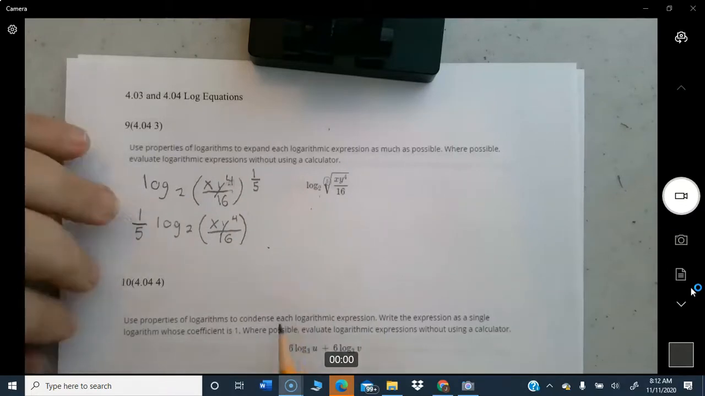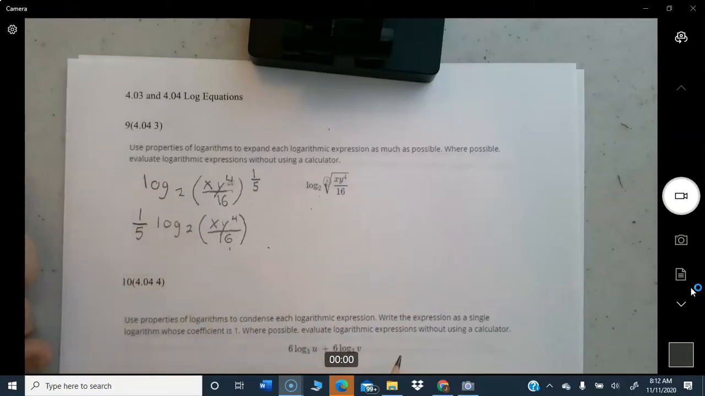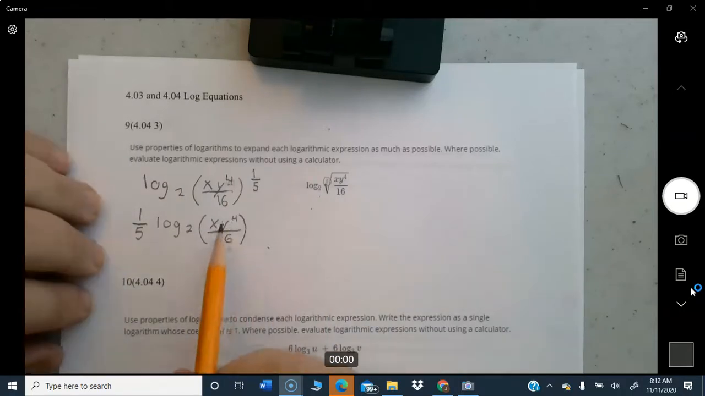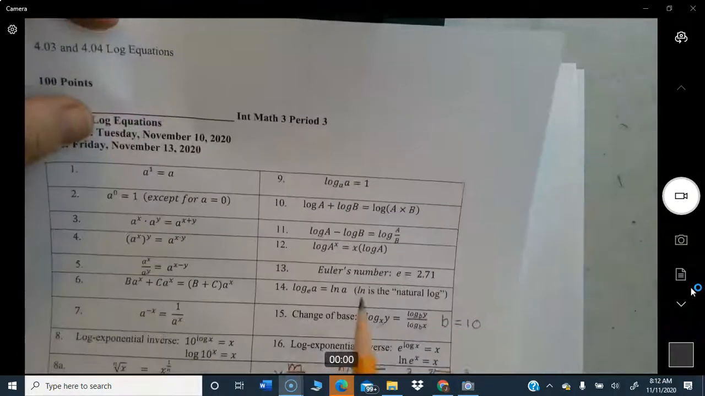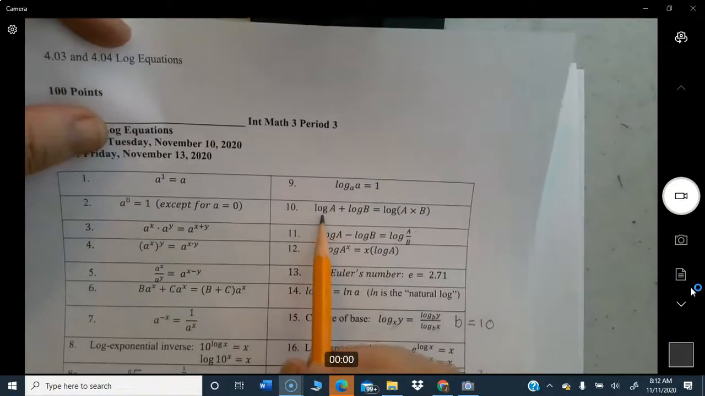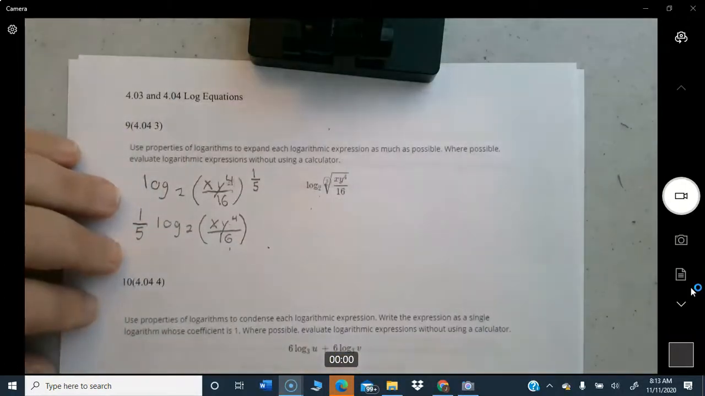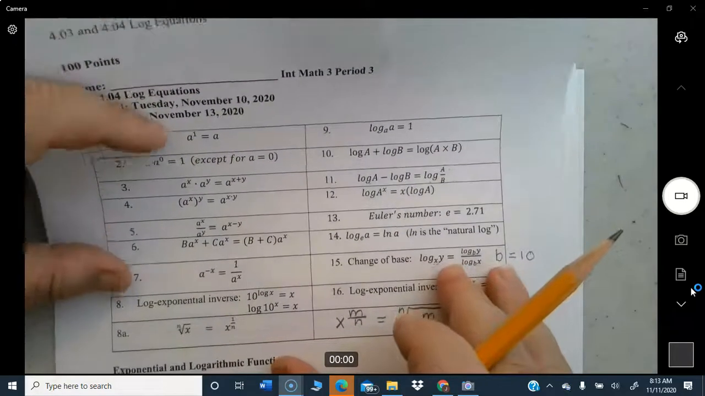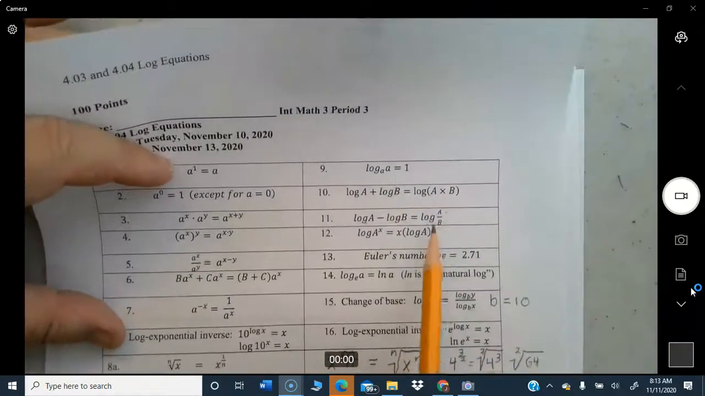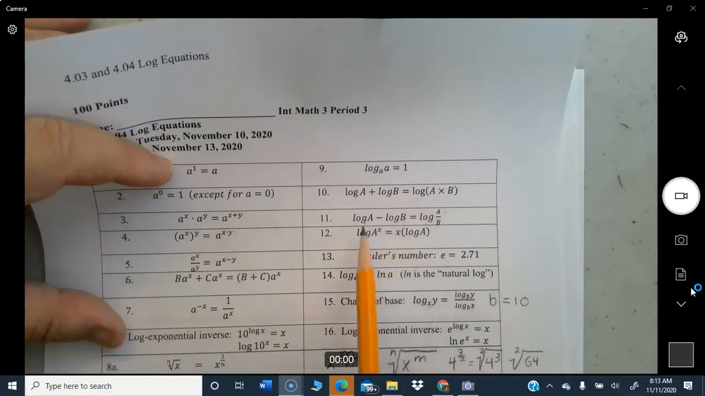Okay, now what? Well, we have something times something divided by something. All right, so let's see how that works. Let's take something times something. Log of something times something. Here it is. It's this one right here, number 10. Log of something times something equals log of the first something plus the log of the second something. So we're going to write this, and I'm actually going to do this all at one time. And then this rule, number 11, says the log of A divided by B is equal to the log of A minus the log of B.